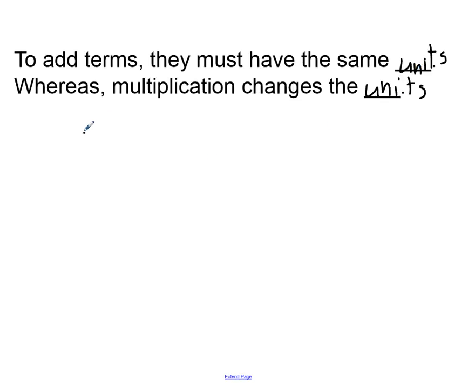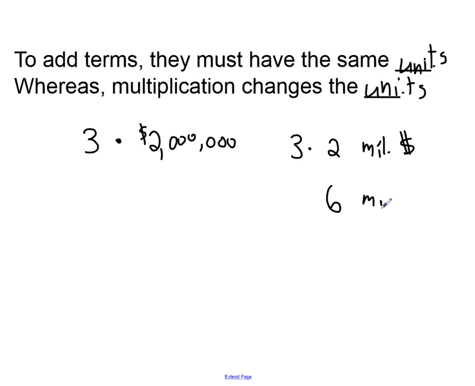So if I have 3 investments that are each worth $2 million, my units are still $1 million, right? 3 times 2 is 6. It's $6 million. The same thing here. 3 times 2 in the millions place, 6 in the millions place. $6 million.